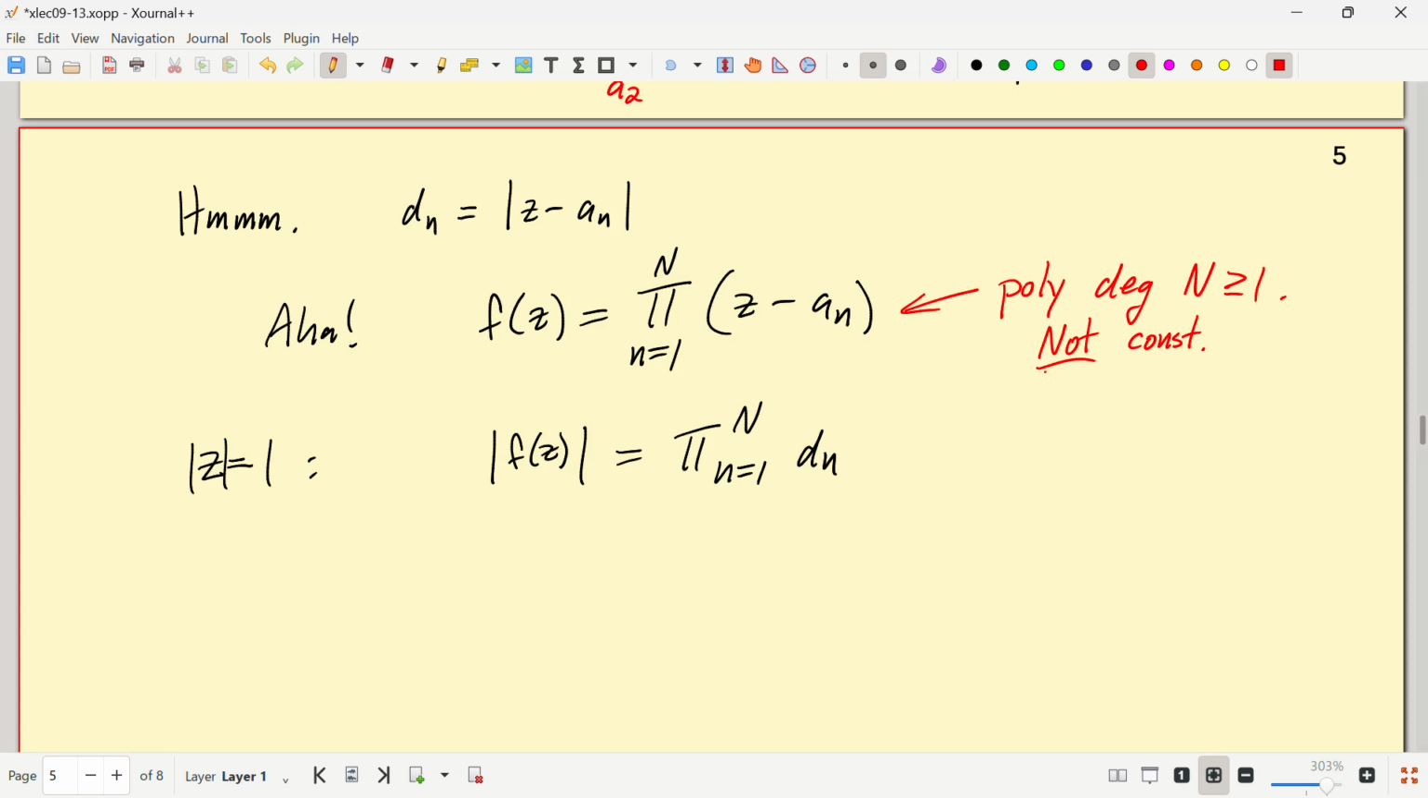I should say here, f of z is equal to z to the n plus the product of the a's. That'd be the constant term. Okay, so you think about where this thing is going to attain it. You want to know if the maximum modulus on the boundary is 1 somewhere, or maybe bigger than 1.